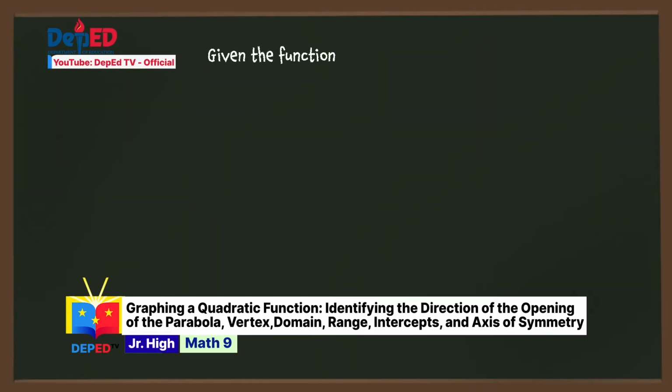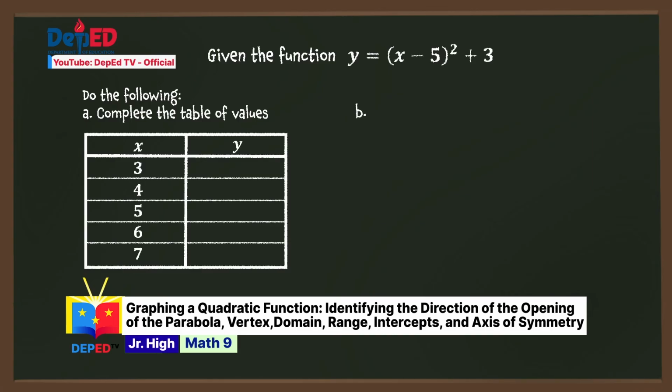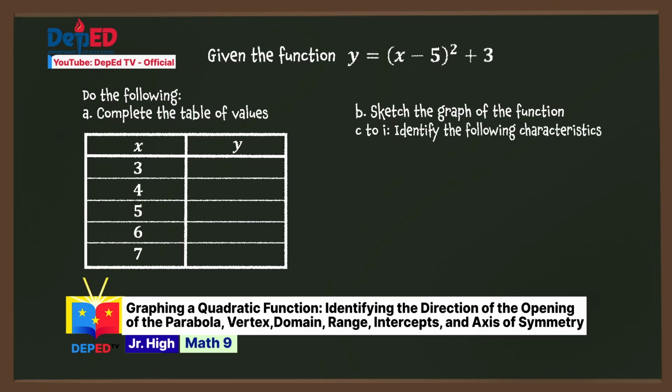Given the function y equals the square of (x minus 5) plus 3, do the following. A. Complete the table of values. B. Sketch the graph of the function. And from C to I, identify the following characteristics of the function and its graph.